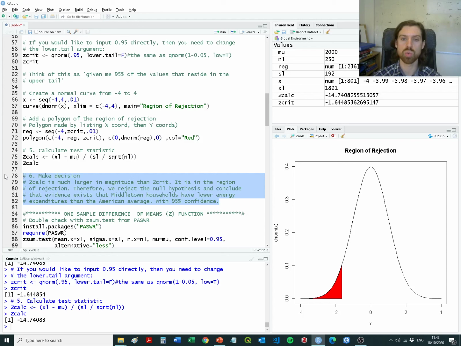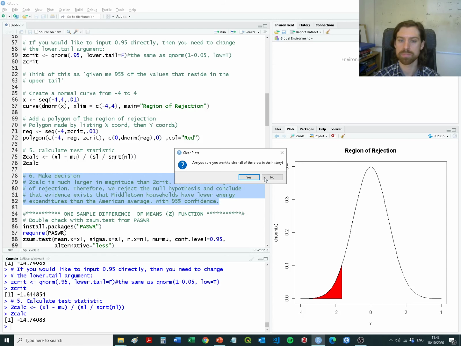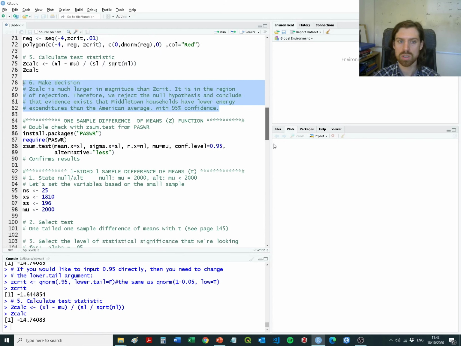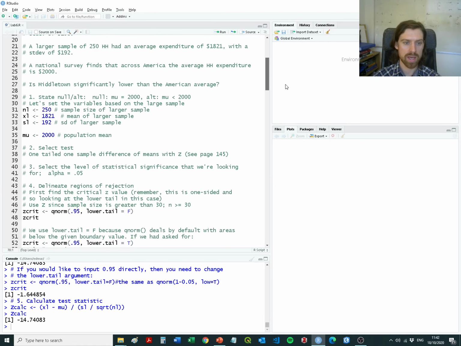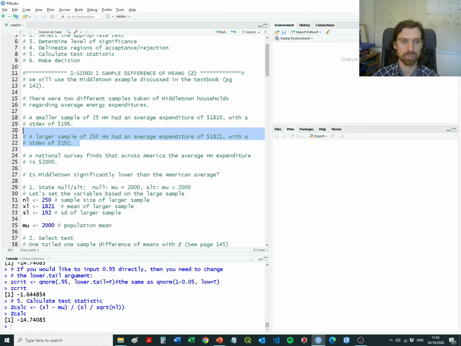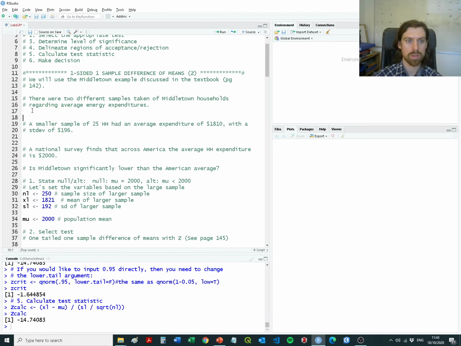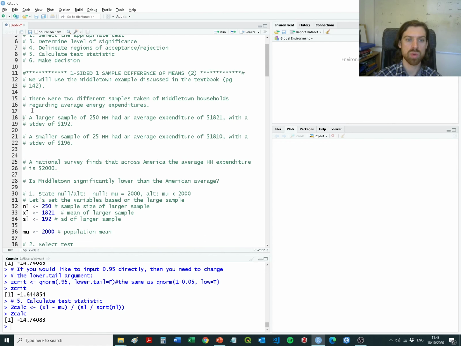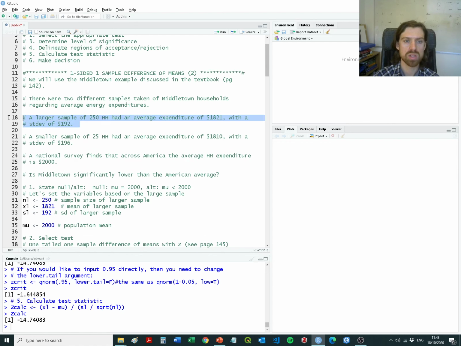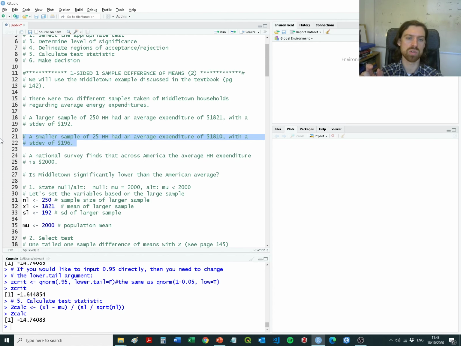Let's go through it one more time, this time with the smaller sample. Let me clear the workspace here. You'll remember that we had the larger sample, which we went through first, where we had 250 households. Now let's work through the smaller sample, because we've only got 25 households.